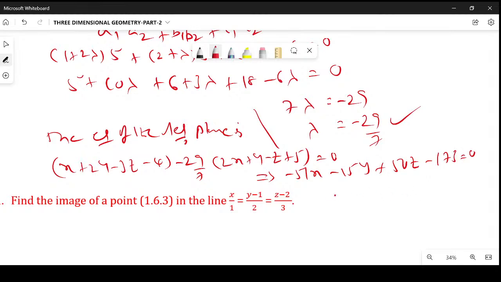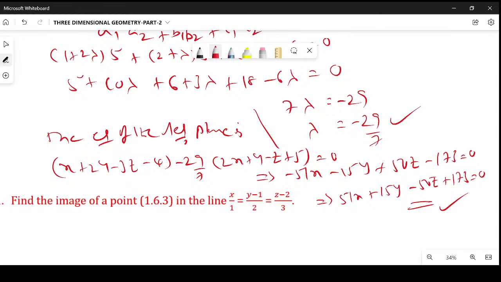If you take minus common, it will come 51x plus 15y minus 50z plus 173 equal to 0. So this is the final answer, the required answer. You simplify taking LCM, or you multiply with 7, you get this one. That's all, so almost we completed.